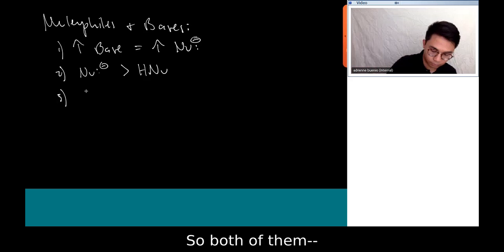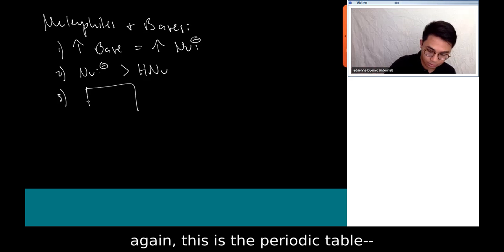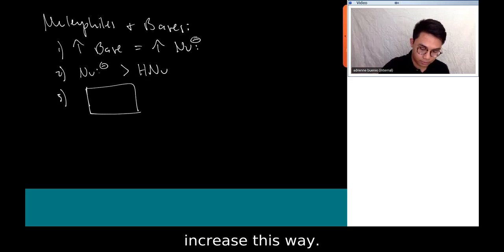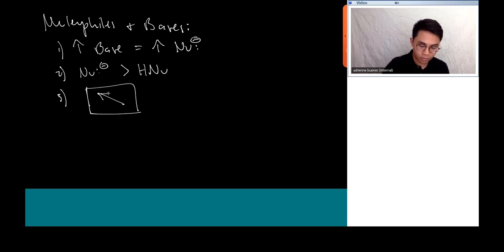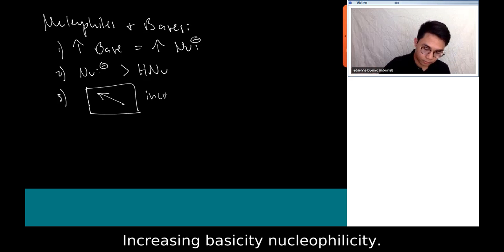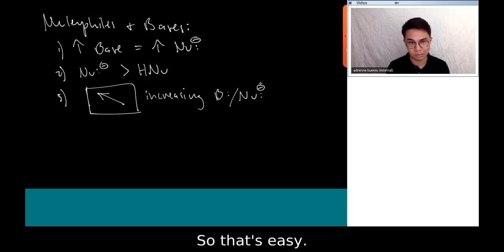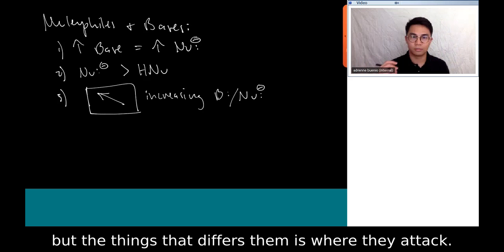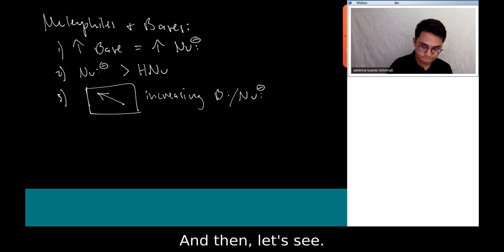So both of them, again, this is the periodic table, increase this way. Increasing basicity, nucleophilicity, right? So that's easy. So you see how they're super similar, but the thing that differentiates them is where they attack, right?